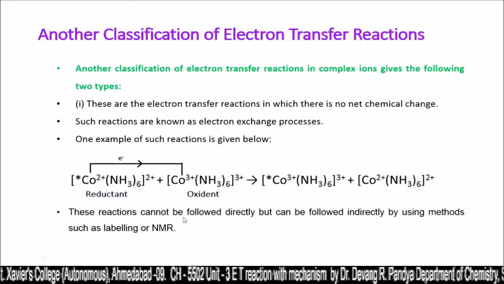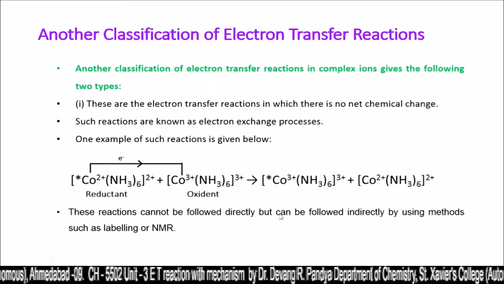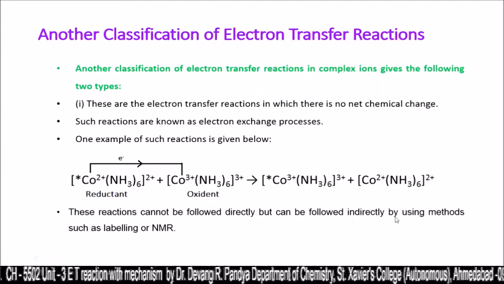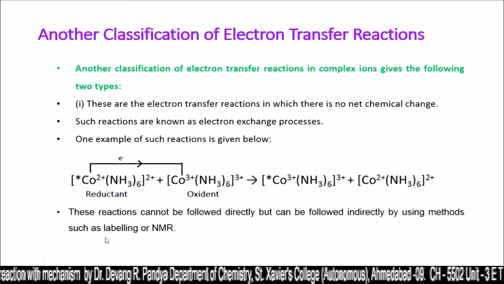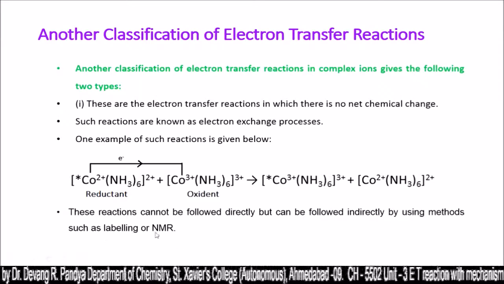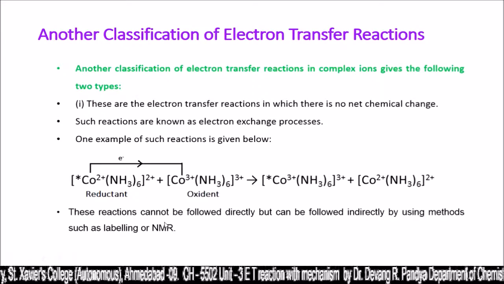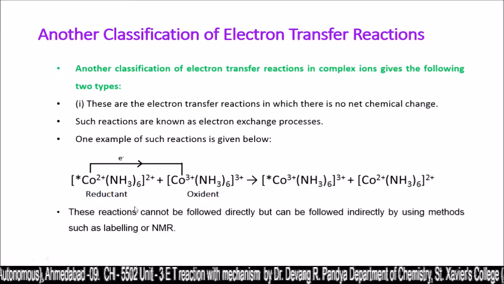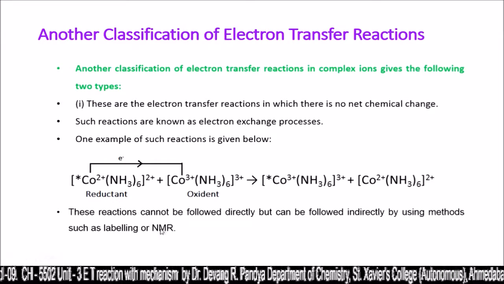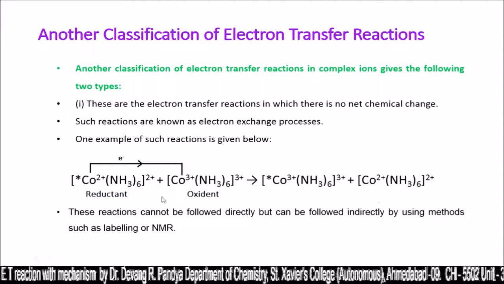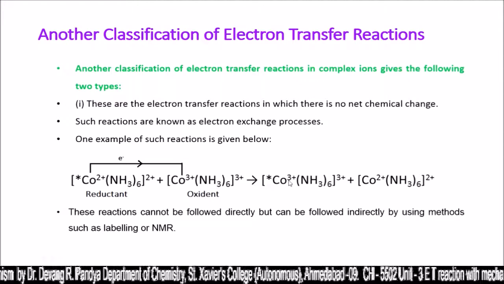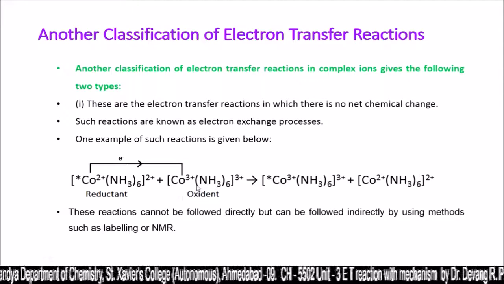These reactions cannot be followed directly but can be followed indirectly by using methods such as labeling or NMR. When we use labeling or NMR, either we will label it or we will take the NMR of the reactants and products. We come to know that yes, electron transfer takes place in this kind of reaction. So this is the electron exchange reaction.